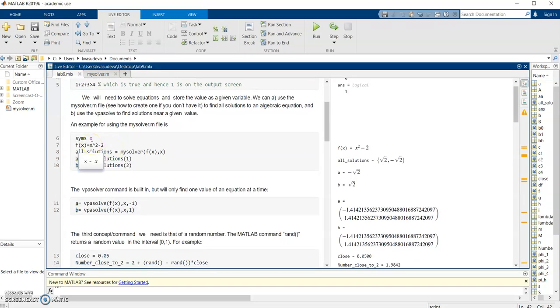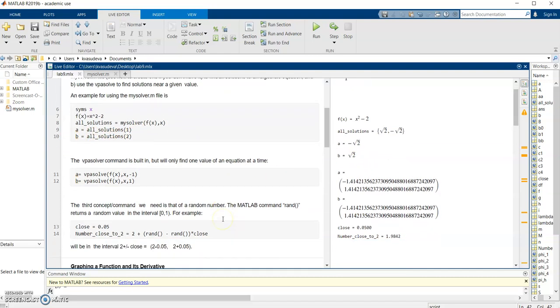Then define the variable x, then the function. The function is x squared minus 2. Then if you solve for the values of x, you will find square root of 2 and negative square root of 2 as the answers. Say a is equal to all solutions at 1, so negative square root of 2, which actually comes before positive square root of 2 on the real line, isn't it? And then we have all solutions 2, that's positive square root of 2.